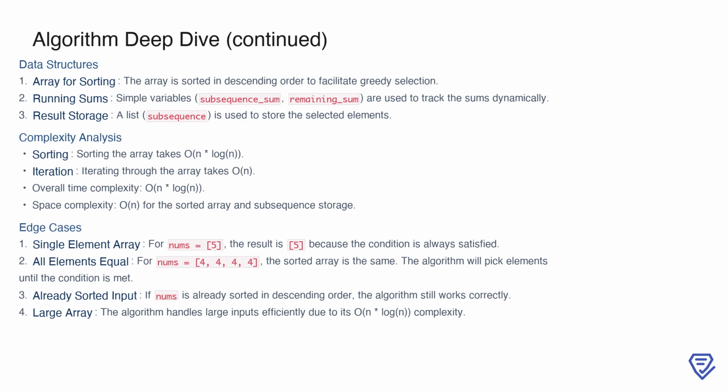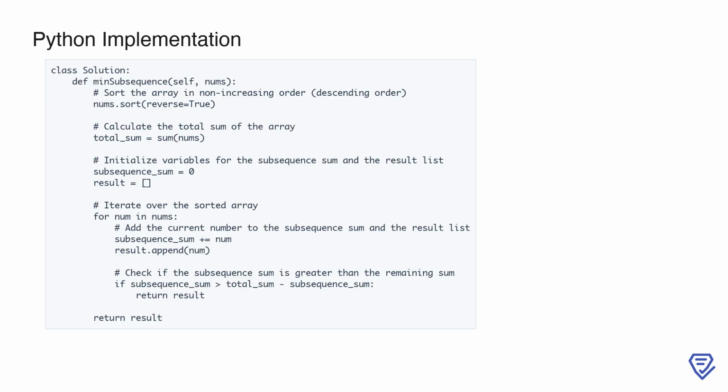inputs. This code solves the problem of finding the smallest subsequence in non-increasing order such that the sum of the subsequence is strictly greater than the sum of the remaining elements in the input array nums. Step-by-step explanation. 1. Sorting the array. The first step is to sort the array nums in non-increasing, descending, order. This ensures that we can pick the largest elements first to quickly maximize the subsequence sum.